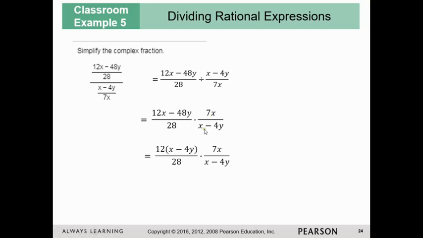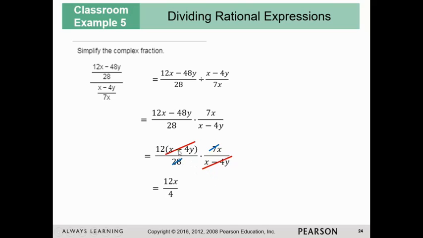So what we're going to do is deal with those things there and reduce this down. Let's see what we do. The first thing we do is factor out a 12 from this 12x minus 48y. Now notice we have something in common here. We have x minus 4y in common, so that'll cancel out. And then 7 over 28 will reduce to 1/4, because 28 divided by 7 is 4.